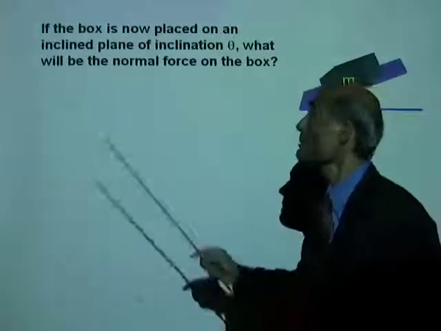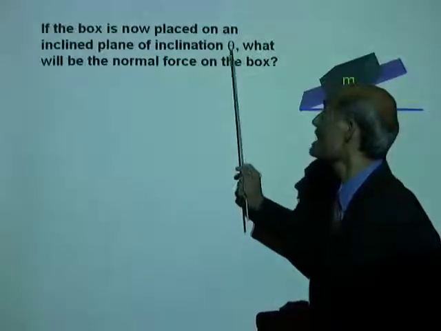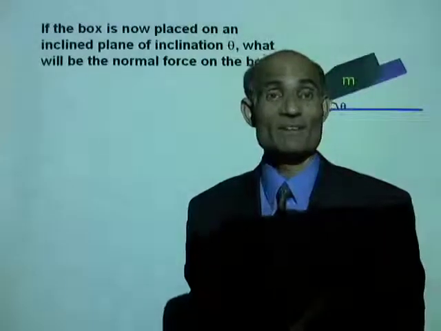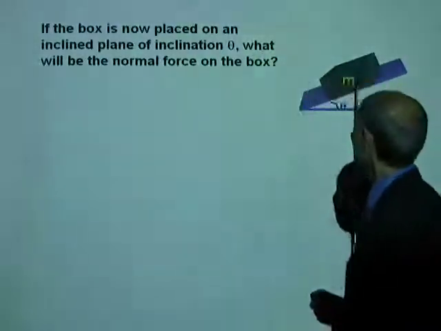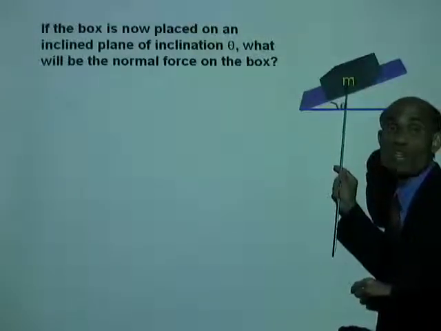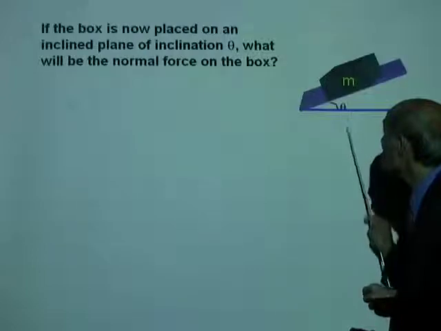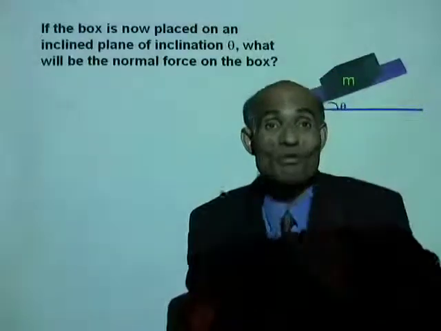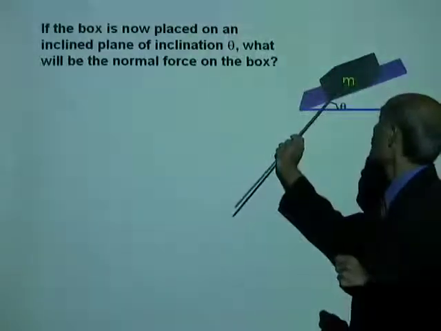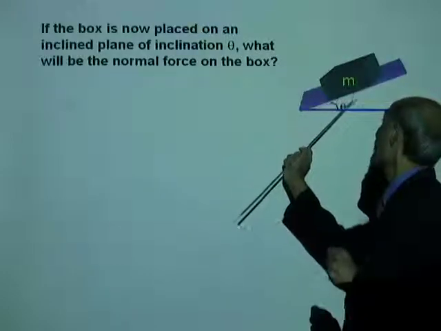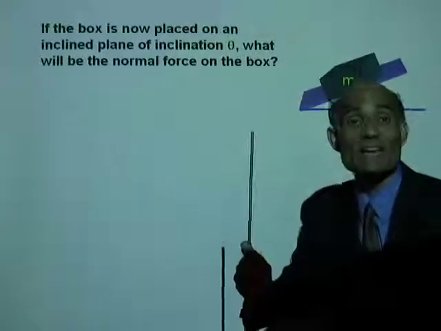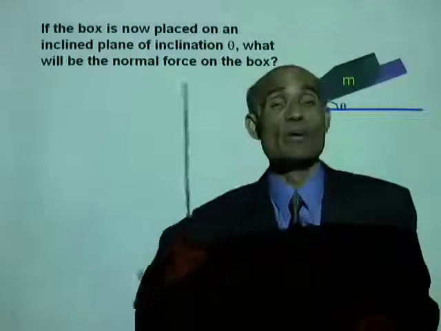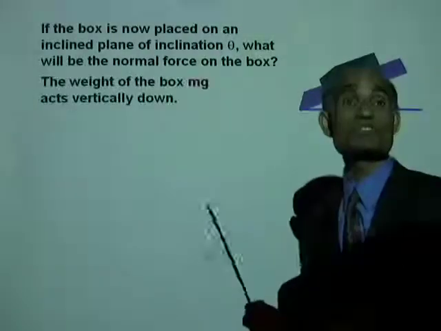If the box is now placed on an inclined plane of inclination theta, what will be the normal force on the box? We talked about it in the beginning. You know, when an object is placed on an inclined plane, its weight mg will be acting vertically down. That mg is no longer the normal force. The normal force, or the force pressing the two surfaces, will now be mg cos theta. That is the normal force now. So only that force comes into play when you talk about the friction between these two surfaces.